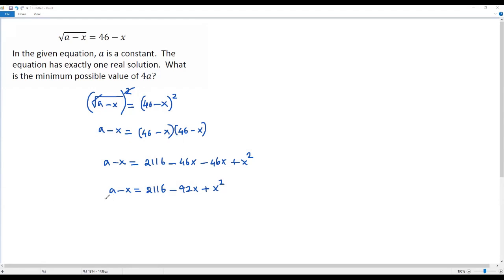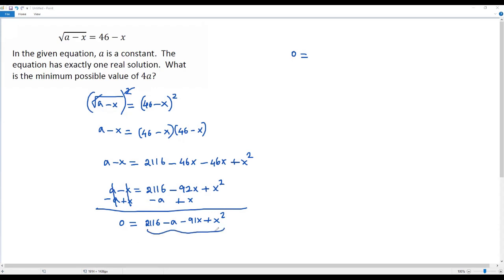Now let me subtract a from both sides of this equation and also add x to both sides. When I do so, the positive a and negative a cancel, and the negative x and positive x cancel. I'm getting 0. And here this is a constant and this one is also a constant. We can write them together. That is 2116 minus a. When I combine minus 92x and positive 1x, I am getting minus 91x. At last, we can write x squared. Now we can arrange the terms. Let's write x squared at first, then the x term, that is minus 91x. At last, we write the constant, that is positive 2116 minus a.